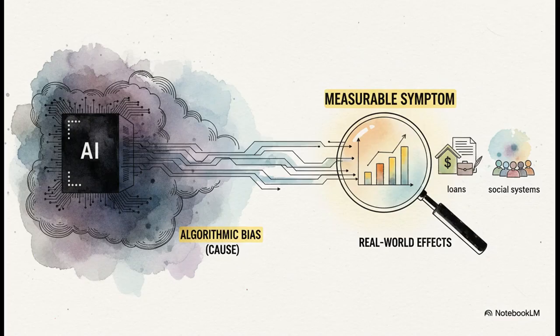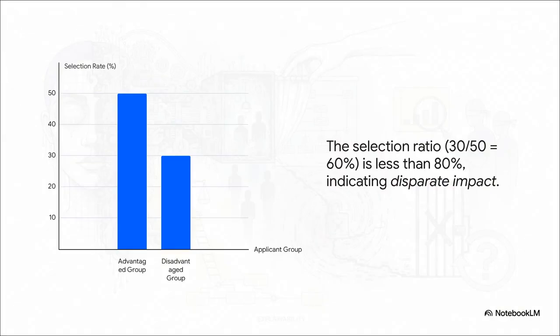So if algorithmic bias is the hidden problem, how do we actually see its effects out in the real world? Well, it leaves a footprint. It shows up in the numbers as a measurable symptom that we can actually track and identify. And this is where it gets really interesting. That symptom has a name, disparate impact. And this chart shows a classic way to spot it using what's called the 80% rule.